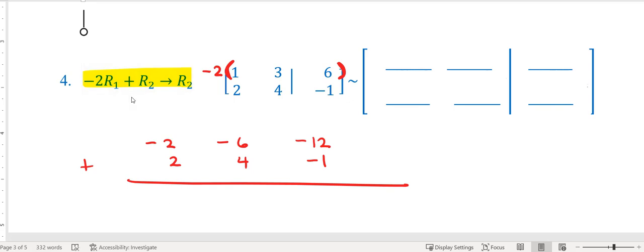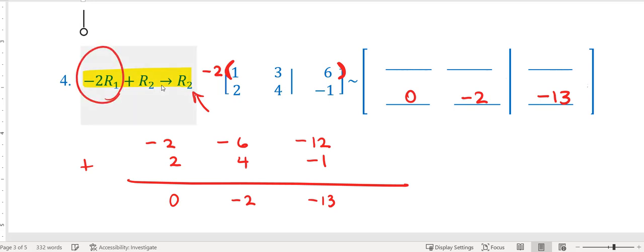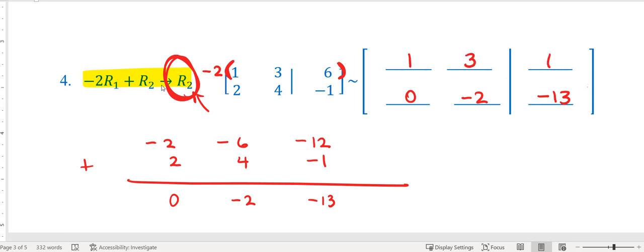I get 0, -2, negative 13. Now, once I do that, that becomes my new row 2. So 0, negative 2, negative 13. That's my new row 2. Now, even though it told me to do something to row 1, at the end of the day, the only thing that changed was row 2. So I'm going to keep my original row 1.